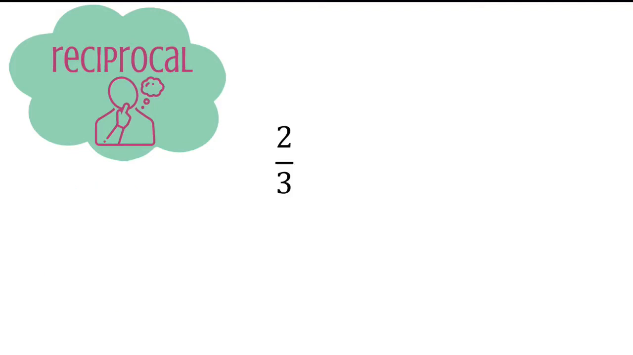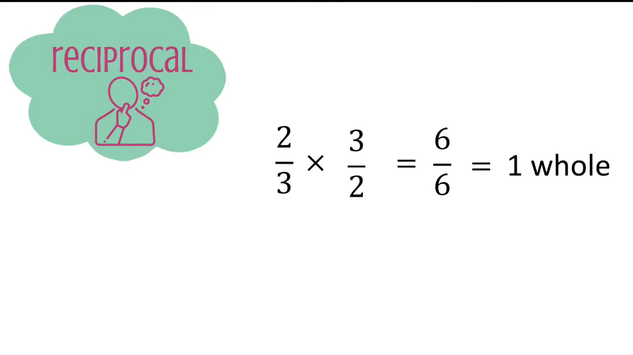Let's look at another example. Here we have 2/3. Think about its multiplicative inverse, or flip. 2 over 3 becomes 3 over 2. Again, we're going to multiply the numerators, then multiply the denominators, and get 6 over 6. Again, what does 6 over 6 equal? You guessed it, a whole.